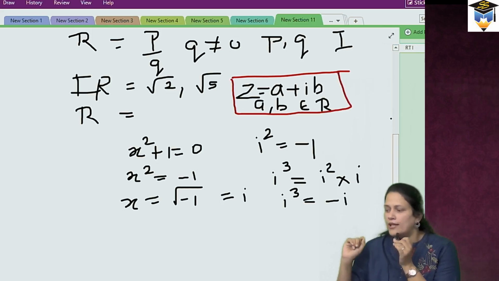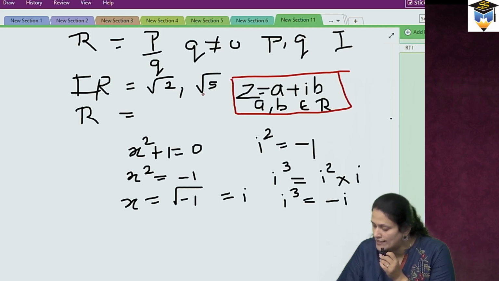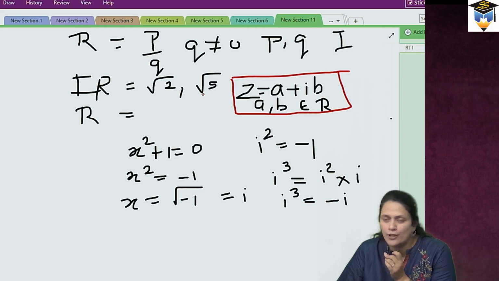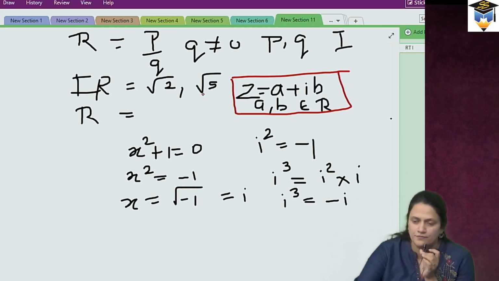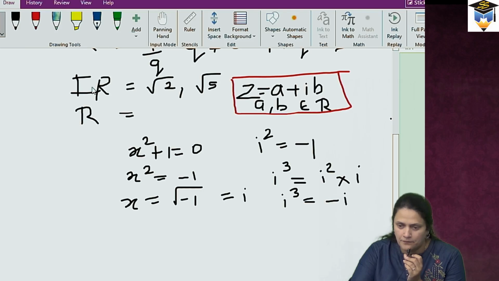Okay, this is very, very important. All of you, please remember this. So if you can see, the real part of z is a and the imaginary part of z is b. Okay, so b is called the imaginary part. Finish writing? Let me know after you finish writing.